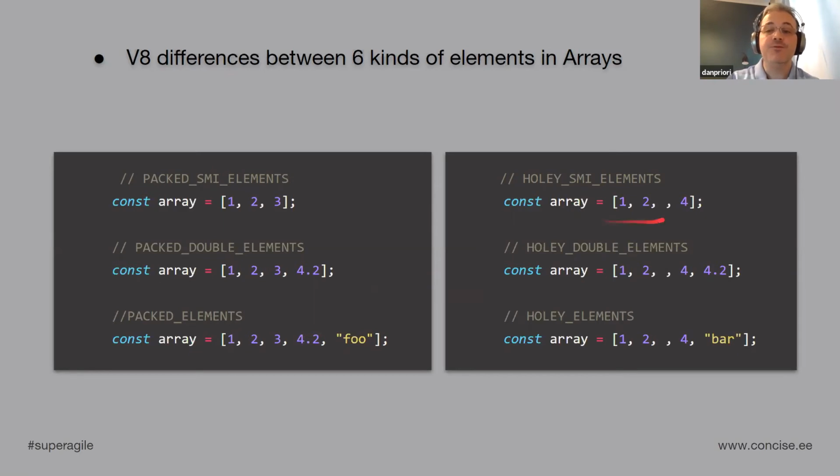However, if you have undefined or holes inside, we call it holey SMI elements, which is a kind of open array. Holey arrays are much slower and harder to optimize inside the code. So here we have SMI, double, and even holey elements. Let's take a look at some examples here.